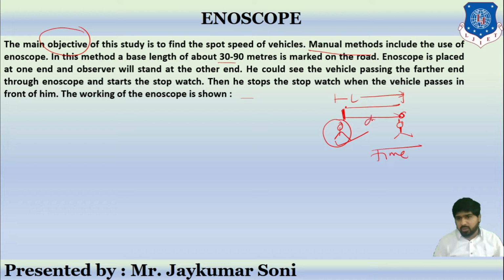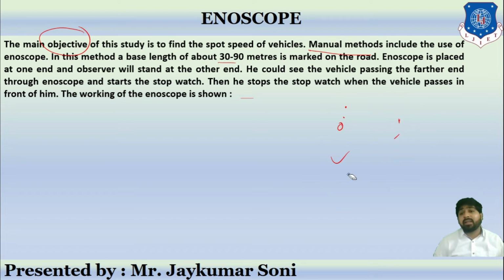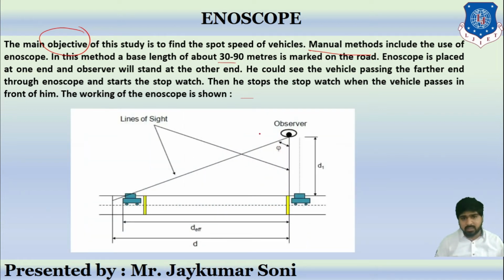He has the distance also, 30 to 90 meter, and this is how he will be able to get the speed. So this is how the average speed can be obtained. That is also one of the parts of spot speed studies. So this is how it works. This is the observer, this is the object, this is the distance d. This is how we observe that the vehicle is crossing this point. This is the section of road and the time is measured.